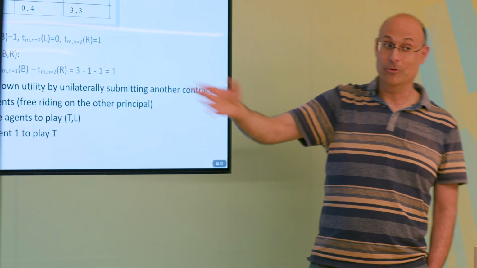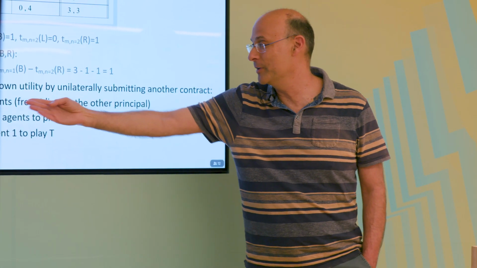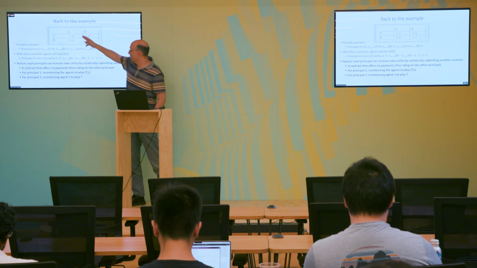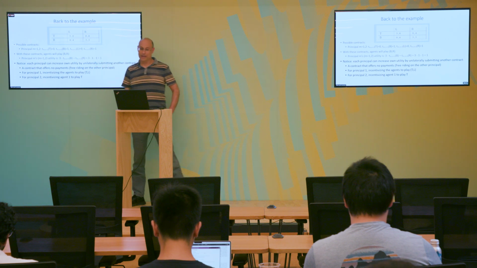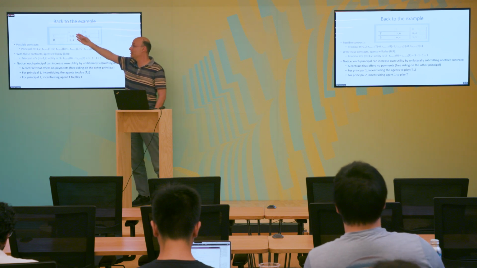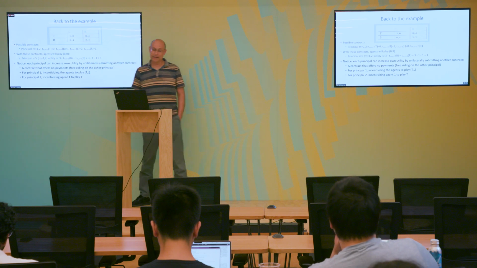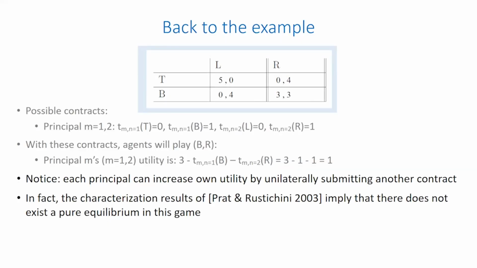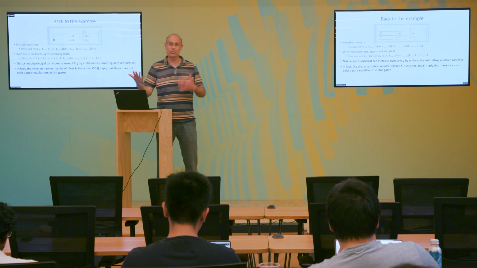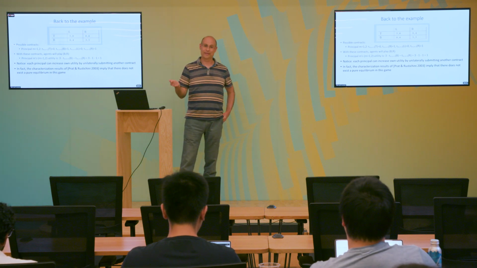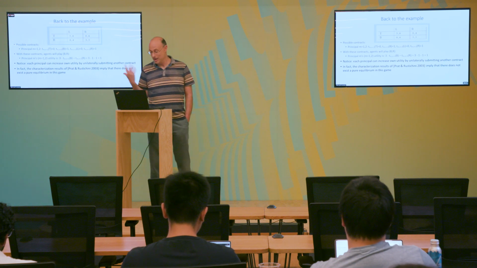One deviation for either principal is to deviate to a contract that offers no payments, free riding on the other principal. Principal 1 wants to incentivize the agents to play TL. And principal 2 would like to incentivize just one of the agents, for example agent 2, to move from R to L, and so on. So there could be many possible deviations. And in fact, Pratt and Rastaccini gave a characterization that can be used to show that in this example, there does not exist an equilibrium. Whatever contracts you think of, there will always be a profitable deviation for the other principal. And there does not exist a pure equilibrium in this simple example.